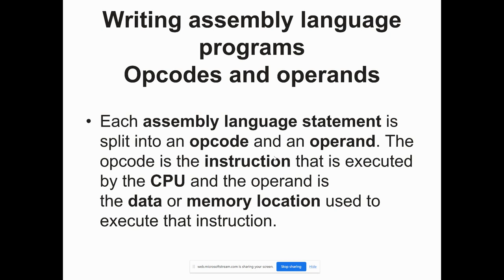Writing assembly language programs: we have opcodes, operational codes, and we have operands. Each assembly language statement is split into an opcode and an operand. The opcode is the instruction that is executed by the CPU, and the operand is the data or memory location used to execute the instruction.